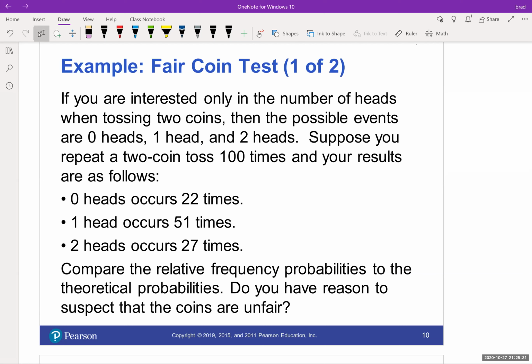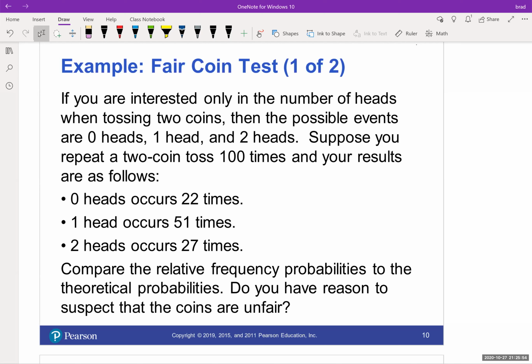If you are interested in only the number of heads when tossing 2 coins, then the possible events are 0 heads, 1 head, or 2 heads. Suppose you repeat 2 coin tosses 100 times and your results are as follows. So again, imagine you could actually do this yourself. You could flip 2 coins 100 times and count the number of heads that occur on the double coin toss, all right?